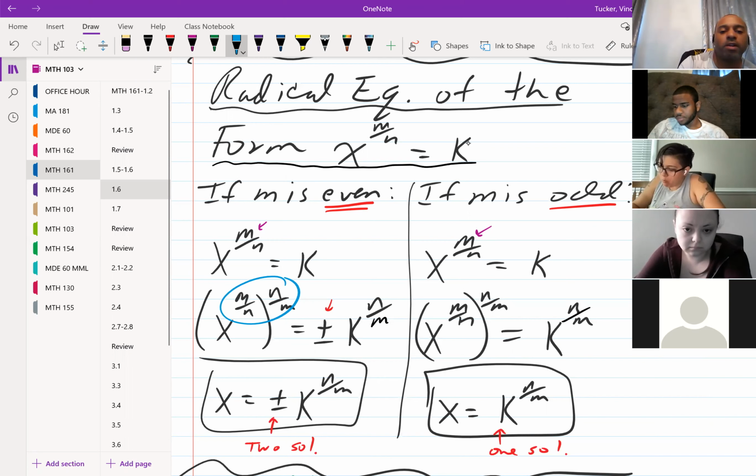So that will cancel out. And we have to account for plus or minus if m is even, and you'll see why when we put numbers on it. That will give us two solutions. But if m is odd, do the same process. We only get one solution though. So we'll do at least one of each so you can see the difference.